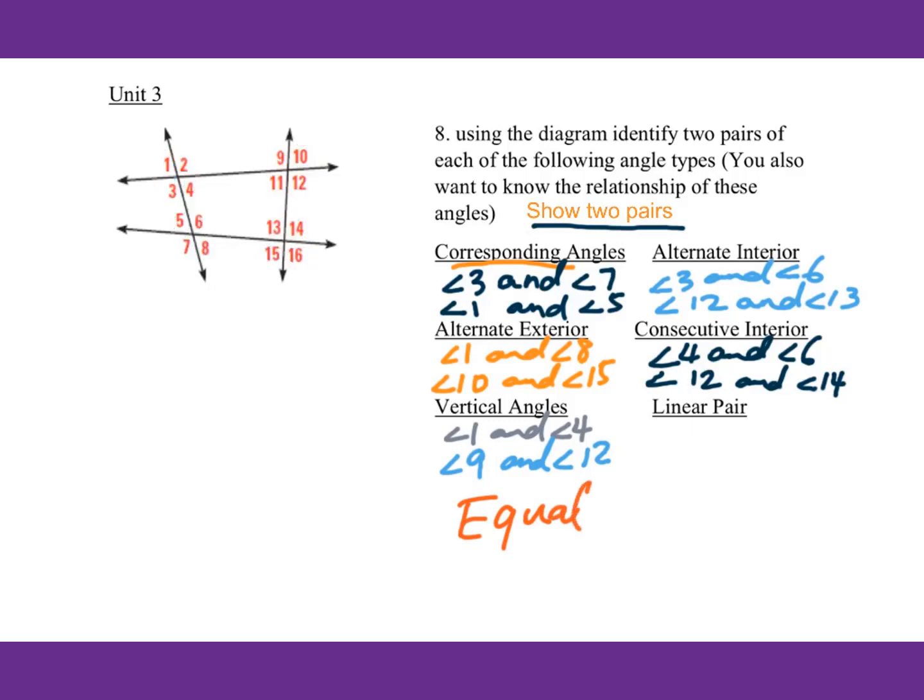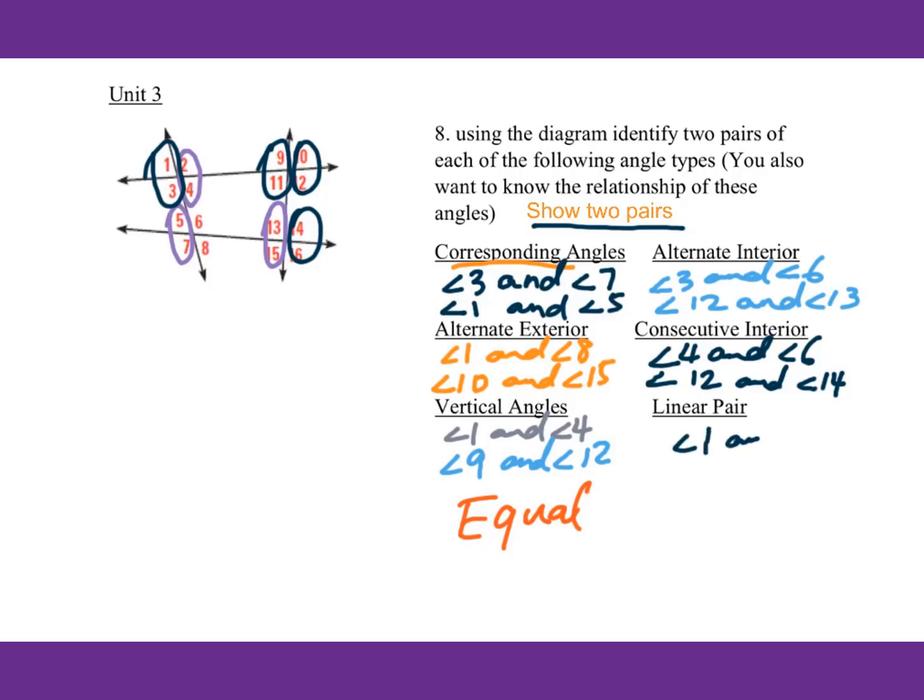Linear pair means add together equals a straight angle, that's 180. Therefore, 2 and 4, 5 and 7, 13 and 15, 12 and 10, those angles they call the linear pair. And so on, like 14 and 16, 9 and 11, angle 1 and 3.